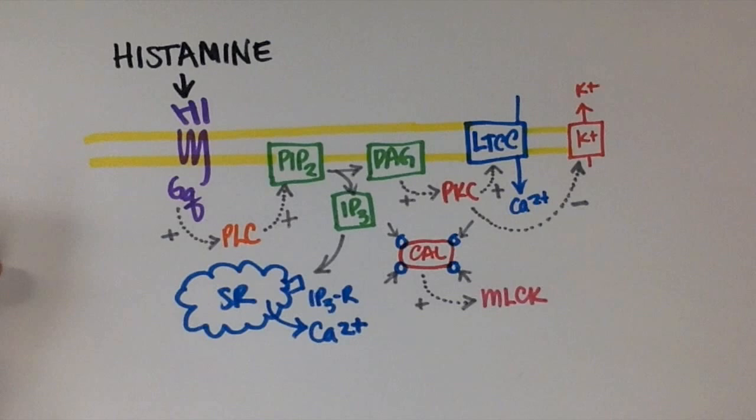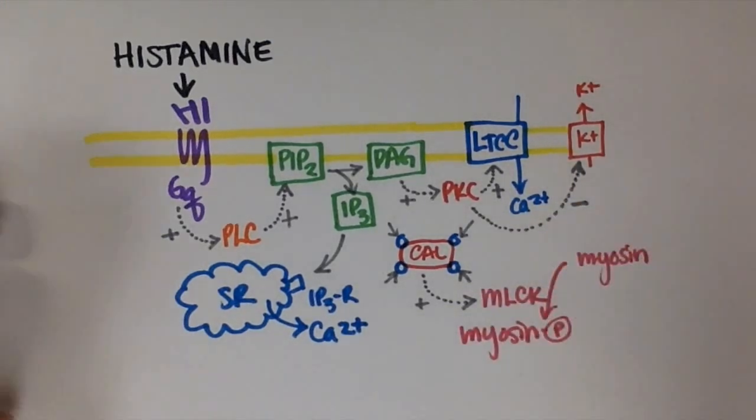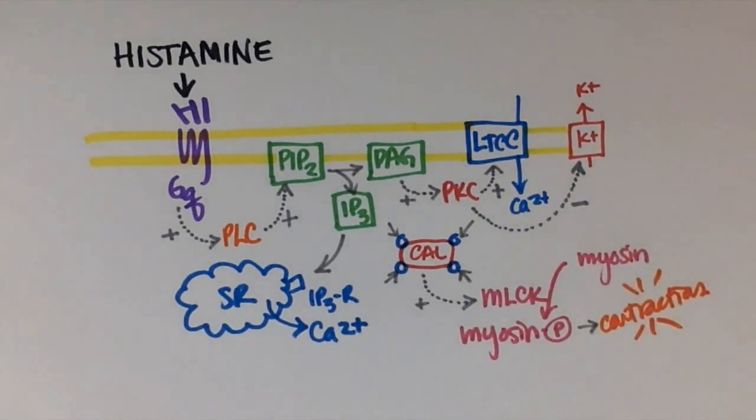of myosin ATPase into the phosphorylated active form. Activation of myosin ATPase converts ATP to ADP, allowing the myosin heads to be phosphorylated and to power muscle contraction. In this way, the binding of histamine to H1 receptors allows for the contraction of blood vessels.